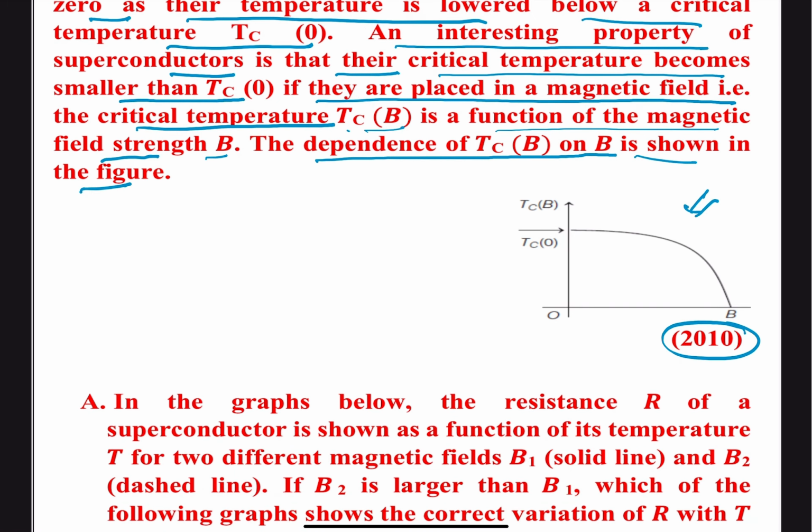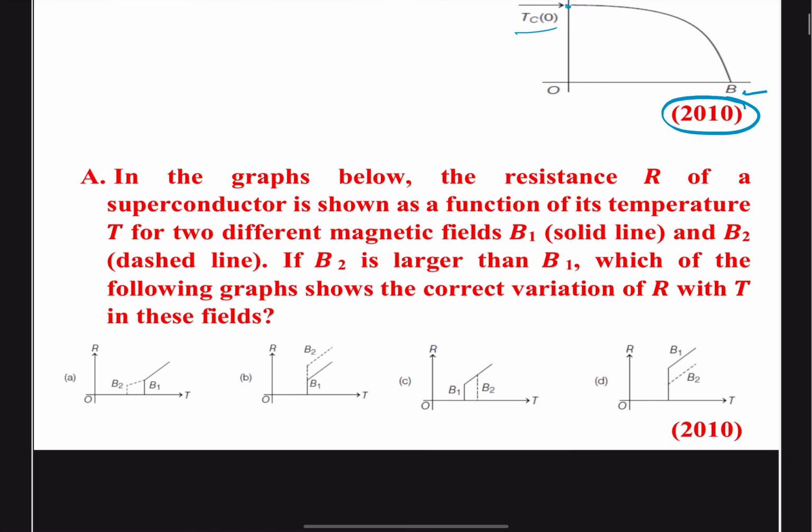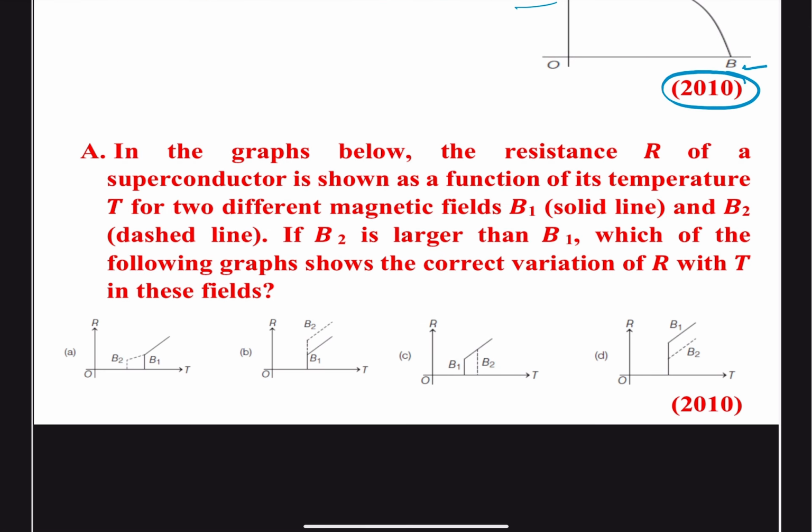On the x-axis we have magnetic field, on the y-axis we have Tcb, critical temperature dependent on magnetic field, and the starting is our Tc naught, and it is almost constant for most of the region except for the higher value of the magnetic field. It drops suddenly. So based on this we have two questions on it.